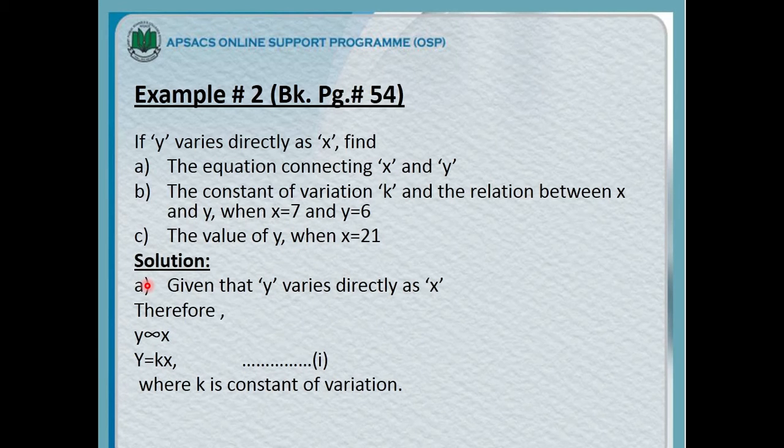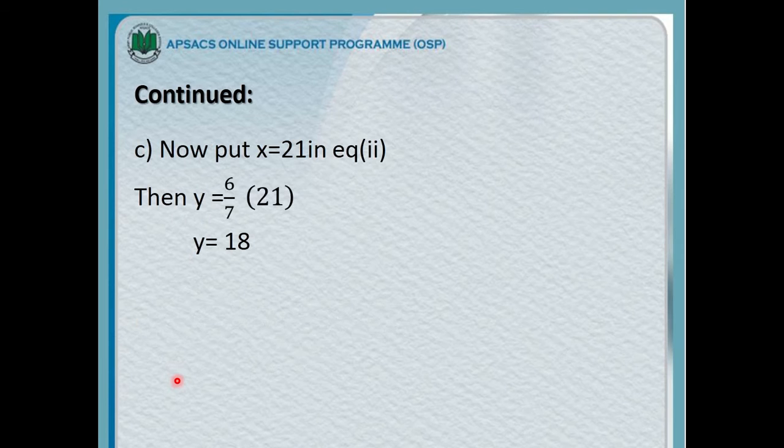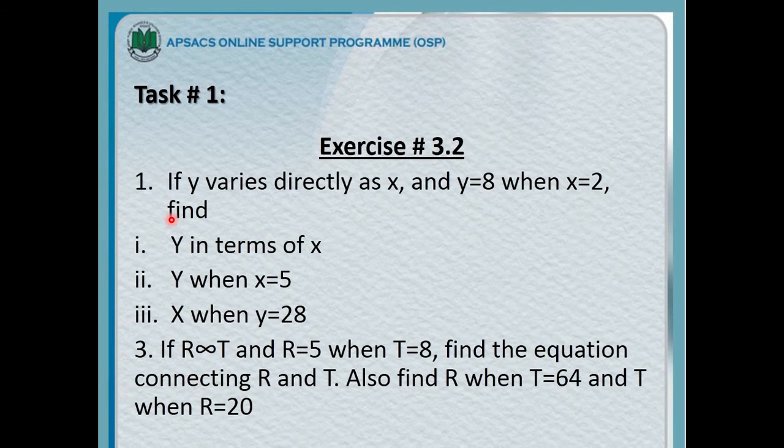Let's start solution. According to the given situation, y varies directly as x. That means y is directly proportional to x. When we remove the symbol, we get constant k. And the equation y equals kx is the equation number 1, where k is the constant of variation. By putting x equals 7 and y equals 6 in equation number 1, we get value of k, and by putting the value of k in equation number 1, we get equation that connects x and y. Now putting the value of x, that is equals to 21 in equation number 2, we will get the value of y. Task number 1.